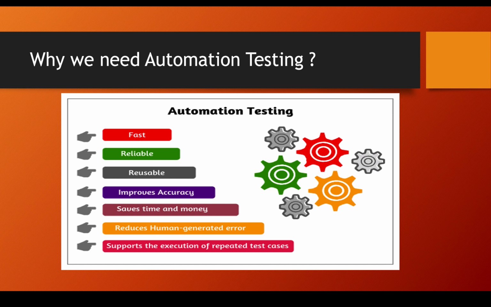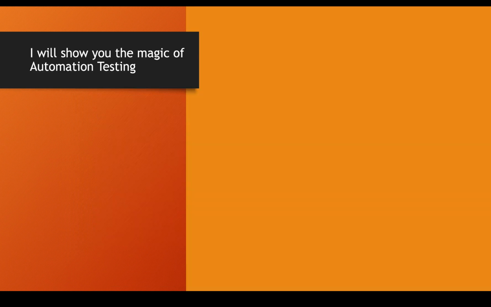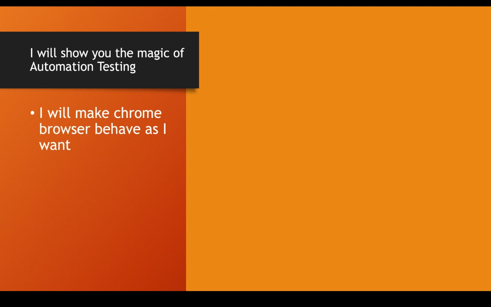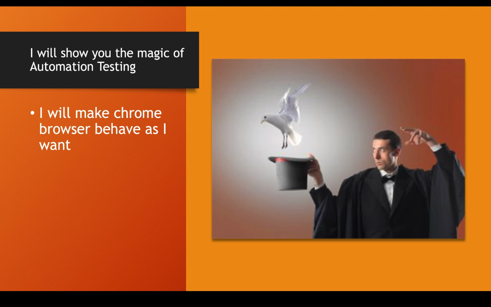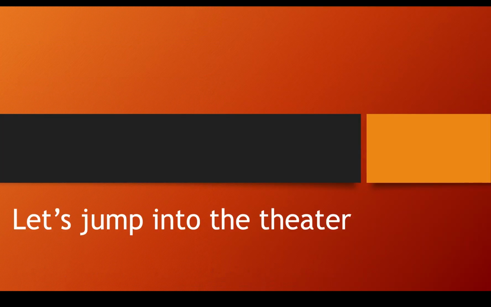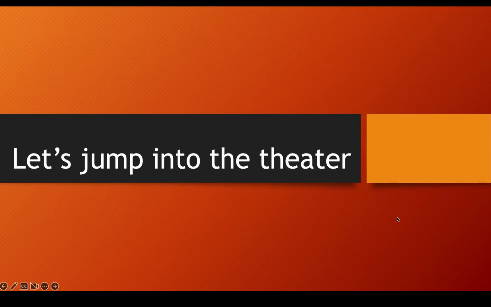It supports the execution of repeated test cases, right? For regression also, we can use automation testing. Basically, we use automation testing mainly for regression, right? So now onwards, I will show you the magic of automation testing. I will make the Chrome browser behave as I want, right? So the magic starts over here. So let's jump into the theater.